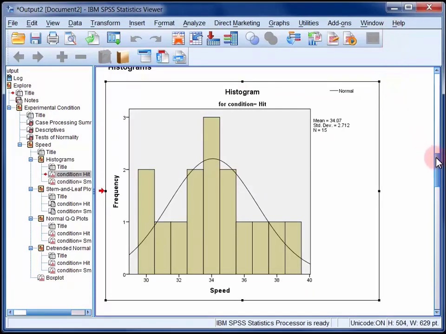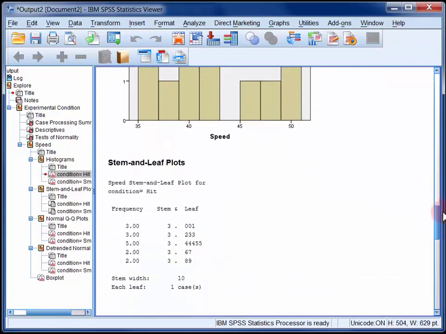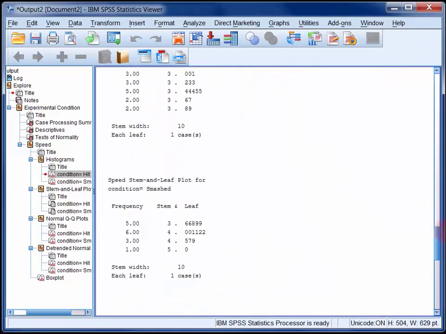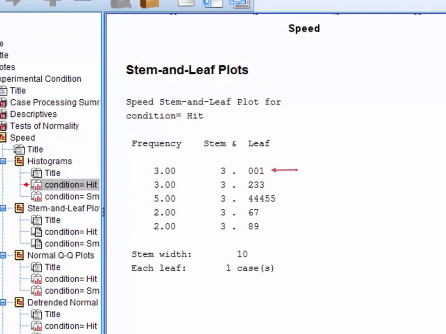Okay, so moving down, we have a histogram again for both of the two conditions, and underneath those we've got two stem and leaf plots. Now, a stem and leaf plot is essentially a histogram rotated 90 degrees clockwise. It gives a little more information than a histogram though, because it plots every score in the distribution. So here, for the first condition, we can see that there were two cases with scores of exactly 30, one with a score of 31, one with a score of 32, and so on.